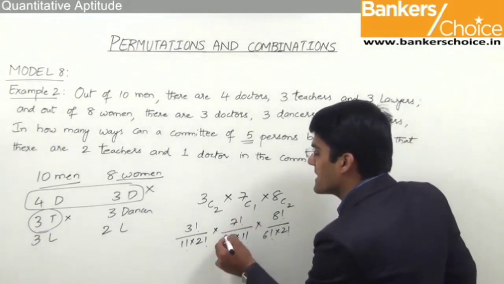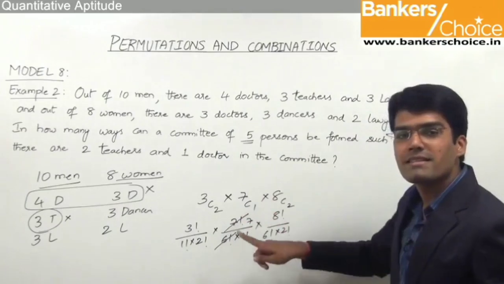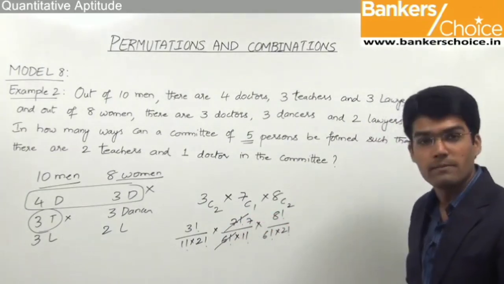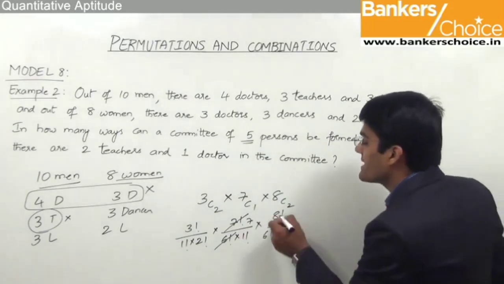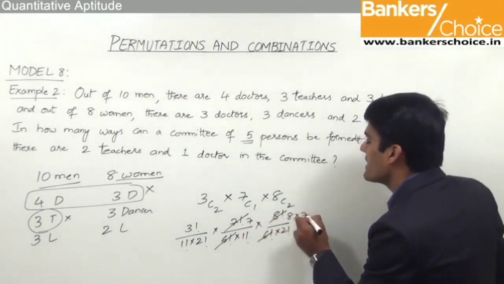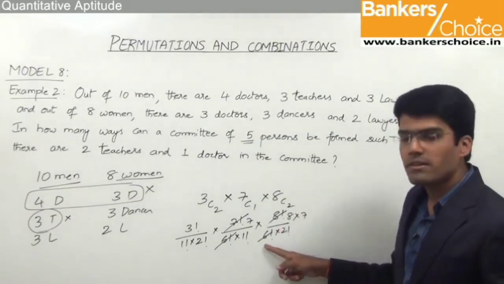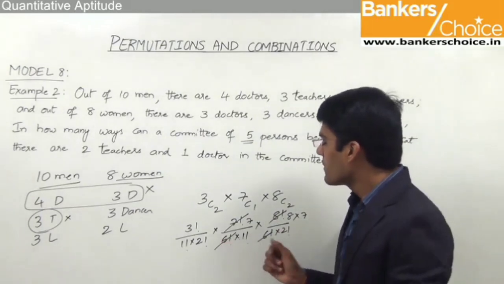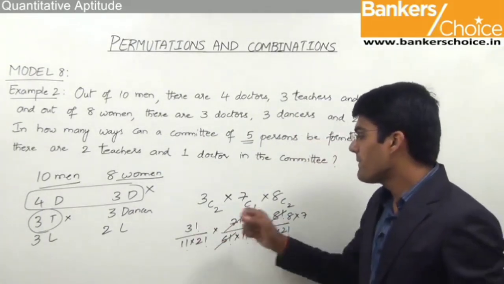7 factorial by 6 factorial will be equal to 7. Why? Because 7 factorial is nothing but 7 into 6 factorial. So 6 factorial gets cancelled. We are left out with 7. Likewise, 8 factorial divided by 6 factorial can be taken as 8 into 7. Why? Because 8 factorial is 8 into 7 into 6 factorial. So that 6 factorial gets cancelled. 2 factorial is equal to 2. That is very clear. Again here 1 factorial is 1, 1 factorial is 1. This 2 factorial as well is 2. And 3 factorial is equal to 6.